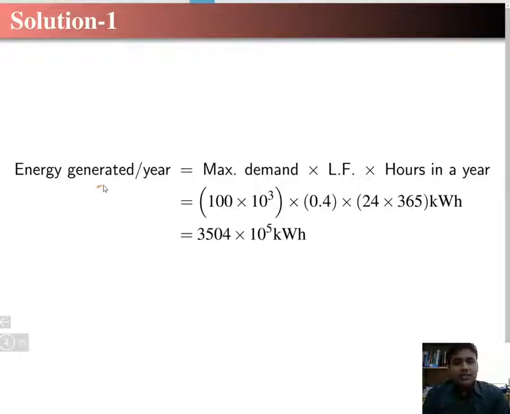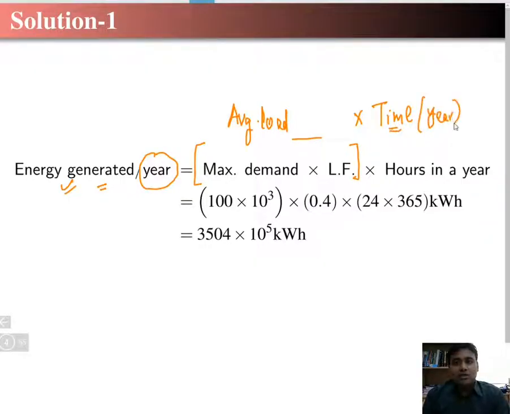So the energy generated is basically the average load multiplied by the time. If you calculate the average load on a particular power plant multiplied with the time of operation, then it is known as the energy generated. Since it is in a particular year, the time of operation has to be in a year. So if you have 24 hours per day and there are 365 days in a year, you will get the total number of hours as 8760 hours.